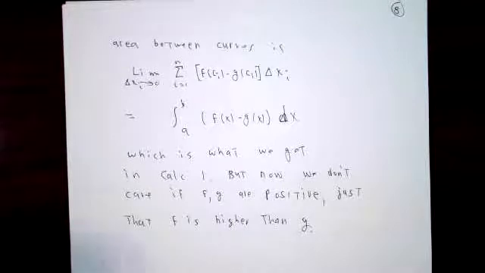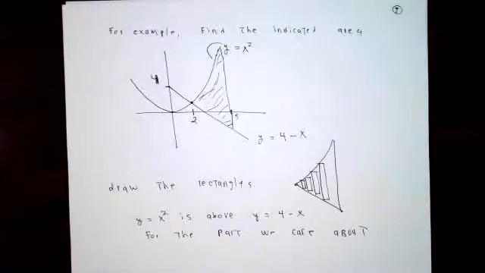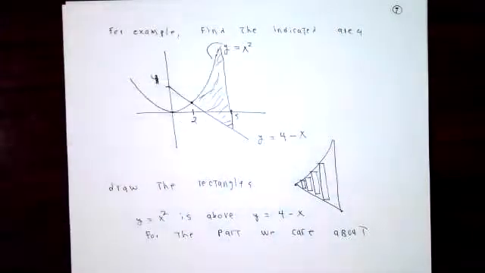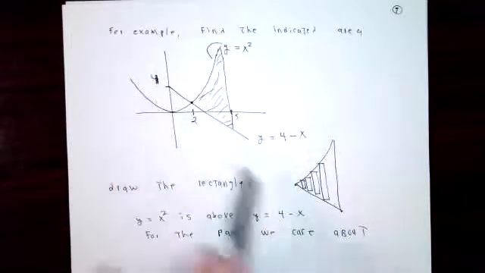For example, I want to think about the parabola, y equals x squared, and I want to think about the straight line, y equals 4 minus x, and I want to calculate the area between those two curves, starting at x equals 2 and ending at x equals 5. It's important that you draw the picture. So I drew the picture in between x equals 2 and x equals 5. y equals x squared is always above y equals 4 minus x.